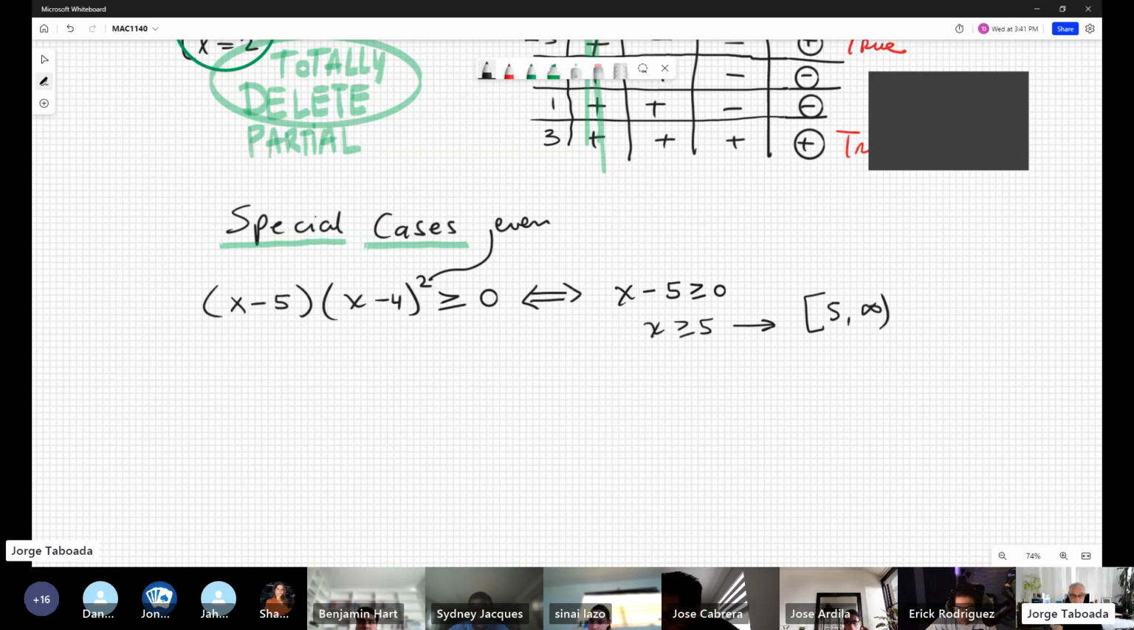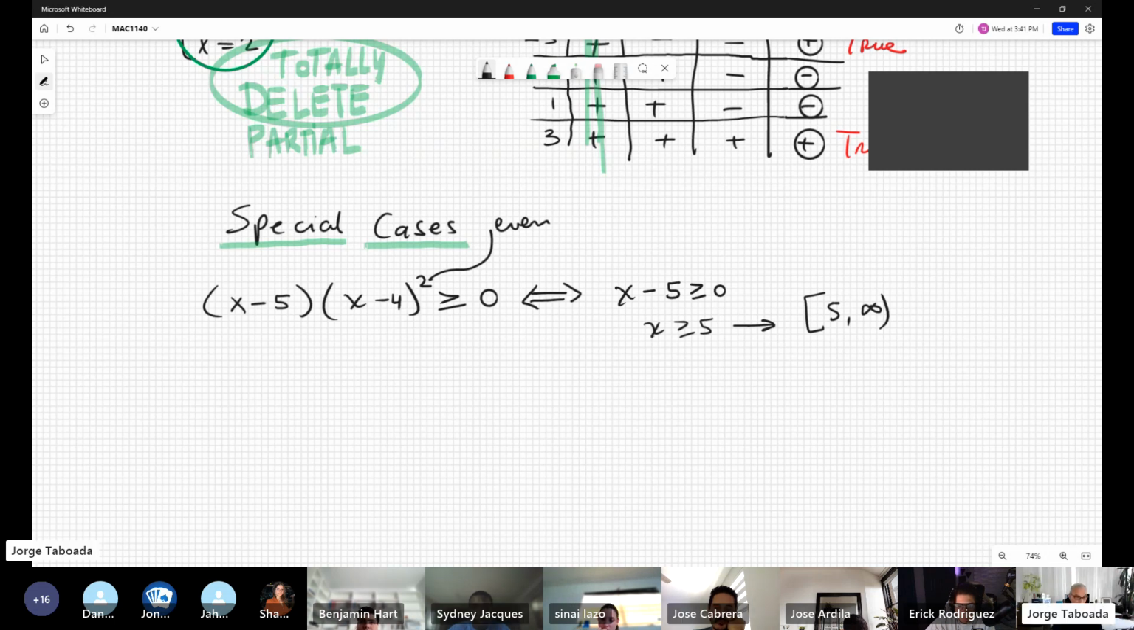Do you understand very well the idea behind this? In order to simplify our expression, you take the factor raised to the even exponent, not necessarily 2, maybe 4, maybe 6, because it's always positive, right? Clear or no? Clear. Excellent.